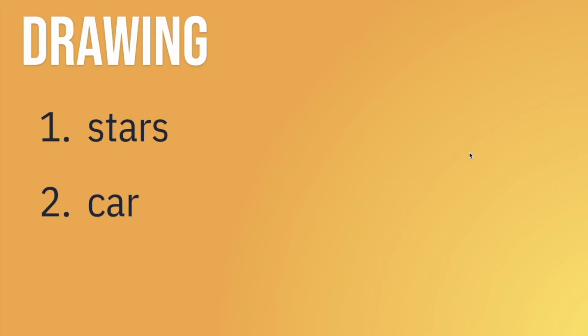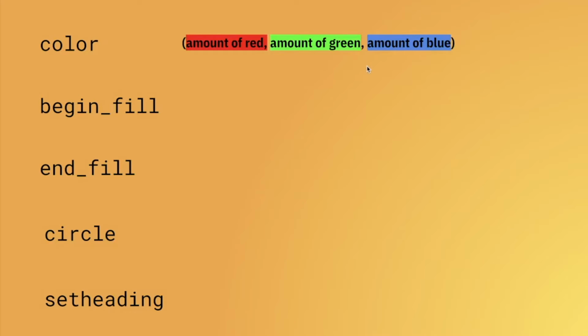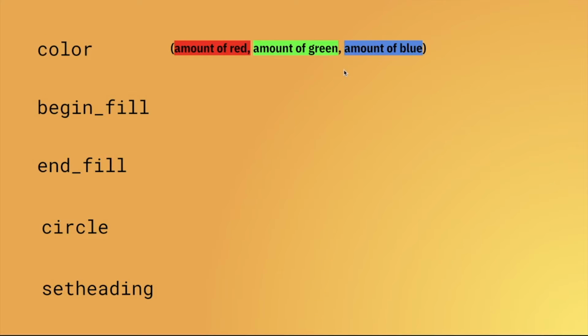Now that we've drawn some stars, let's get started on drawing the car. But first, we need to look at some of the functions. First, we have the function color, and this has 3 parameters. The first one is the amount of red, the second one is the amount of green, and then the amount of blue. We can combine these red, green, and blue colors to create any color that we want. Right now we're going to use a kind of percent system where 100% is 1, but sometimes we also use up to 255 instead of this 1 and 0 point whatever system. But today we're going to be using the percent system.